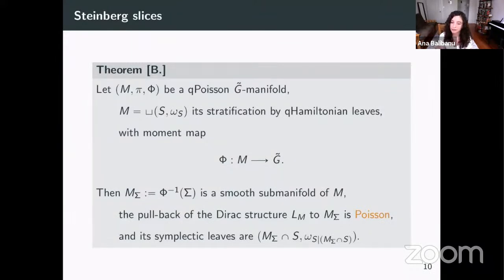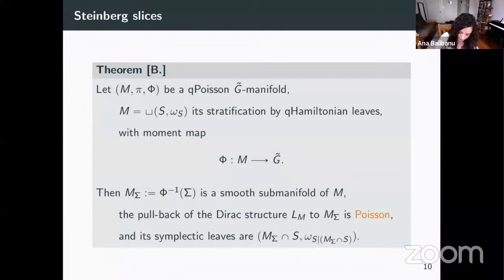And the symplectic leaves of this Poisson structure are going to be exactly the intersections of M sigma with the non-degenerate leaves of M. And the symplectic forms will just be the restrictions of the quasi-Hamiltonian two forms to this intersection. So I don't want to say a whole lot of detail about this, but I do want to say that there are several statements embedded in this theorem.